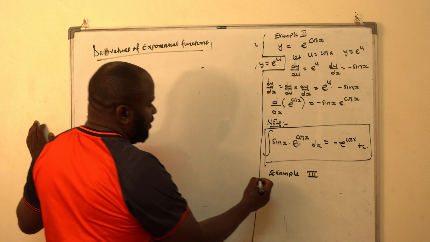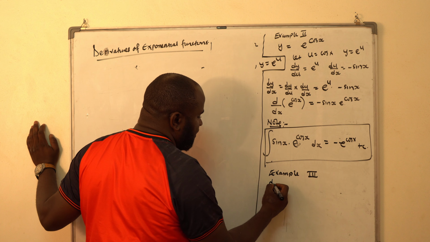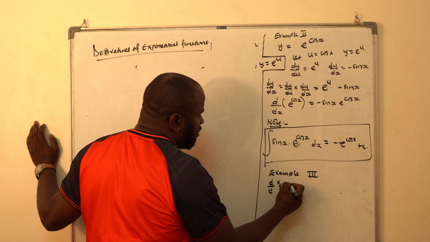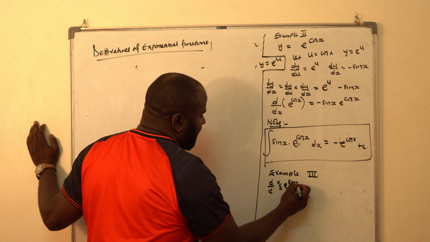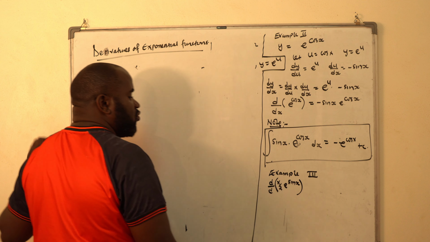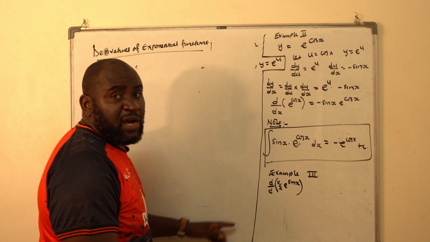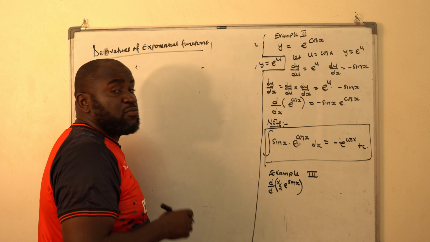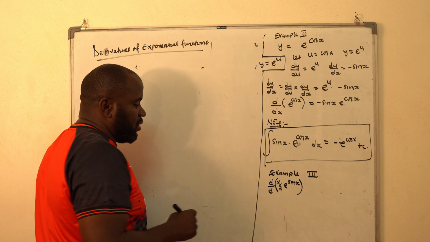Example 3, we can have the derivative of x over 2 times exponential sine of x. They're asking you to differentiate those two. This time around, these two are combined, so they are a product. If they're a product, we shall need to borrow what we call product rule.